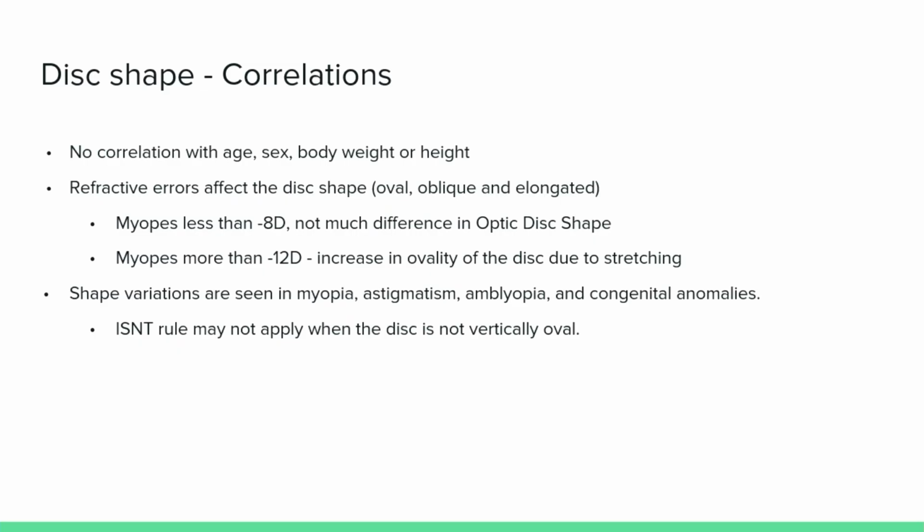Now the correlations for disc shape. There are no correlations with age, sex, body weight or height. However, refractive errors affect the disc shape, leading to an oval, oblique or elongated shape. Myopes with less than -8 diopters, there is not much difference in disc shape. However, myopes with more than -12 diopters, there can be increase in ovality of disc due to stretching. Shape variations are also seen in myopes, astigmatism, amblyopia and congenital anomalies. The ISNT rule may not be applicable when the disc is not vertically oval.